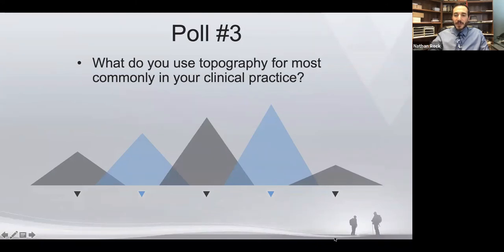So that brings us to our third poll. All right, and this would be, what do you use topography for most commonly in your clinical practice? All right, I'm going to close this one here any minute, though I'm still getting a bunch of responses. All right, 57% participation rate, that's pretty good. And let's share these results.